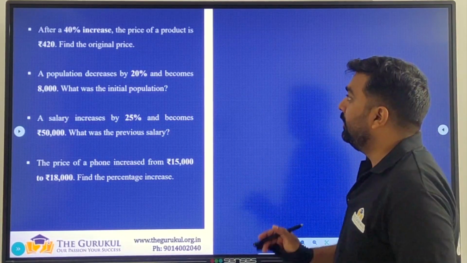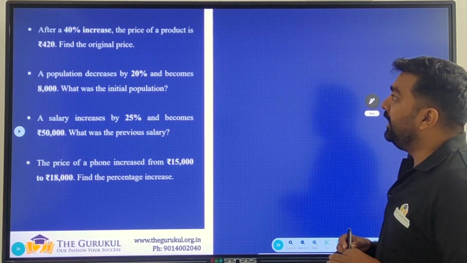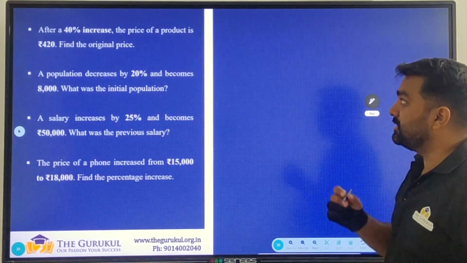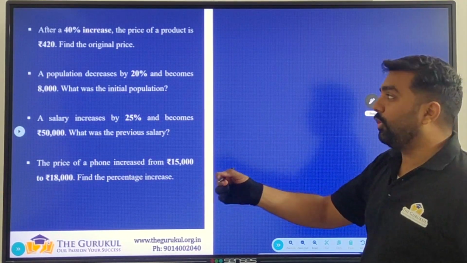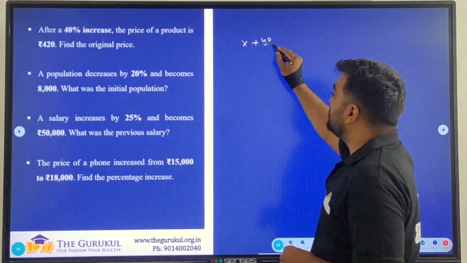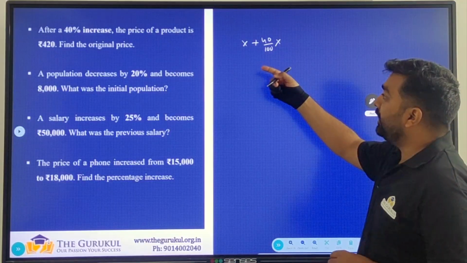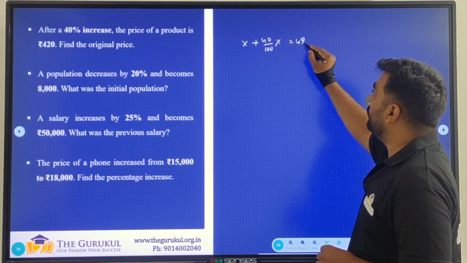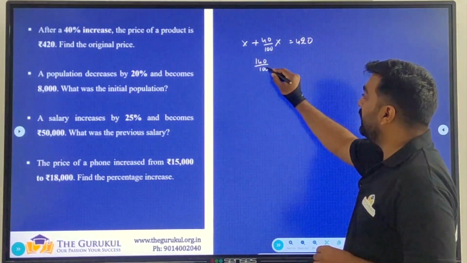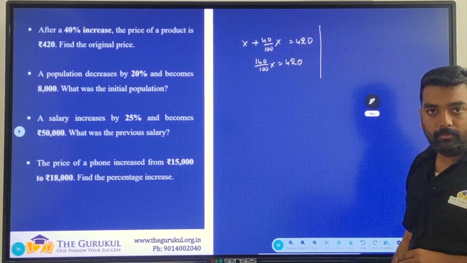Don't complicate anything. First one, after a 40% increase, the price of the product is 420. Find the original price. After an increase of 40%, so if the price is X rupees, there is an increase of 40% on the X rupees. The product price is 420 rupees. So if I write this, I can write it as 140 by 100 of X is equal to 420.